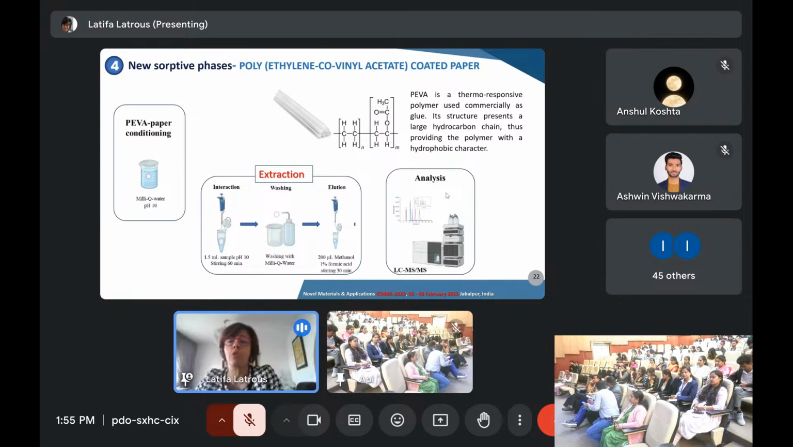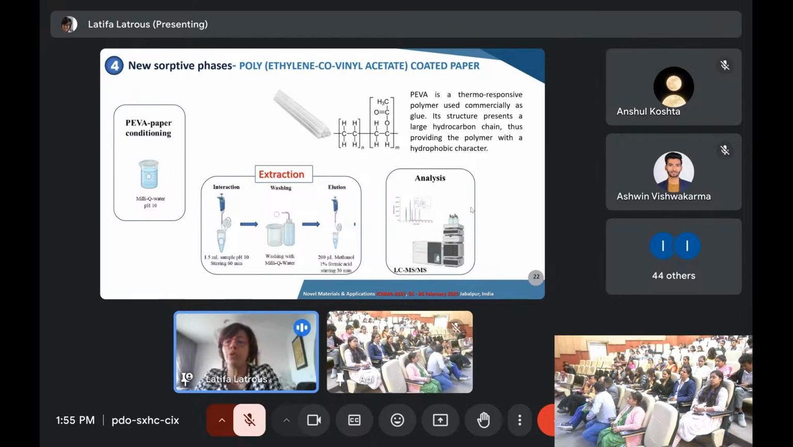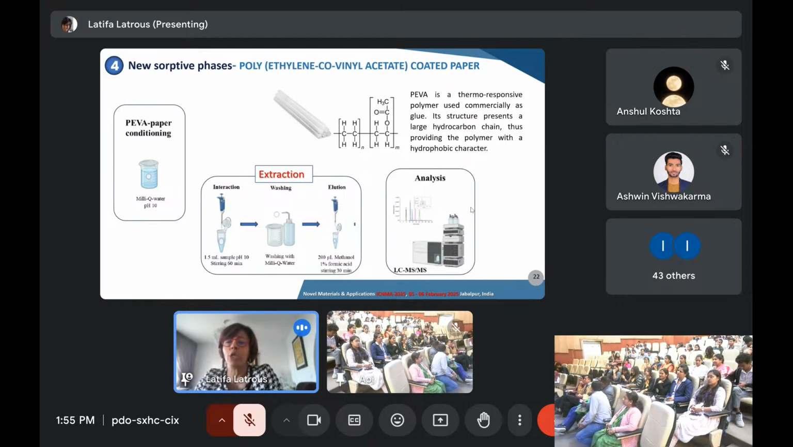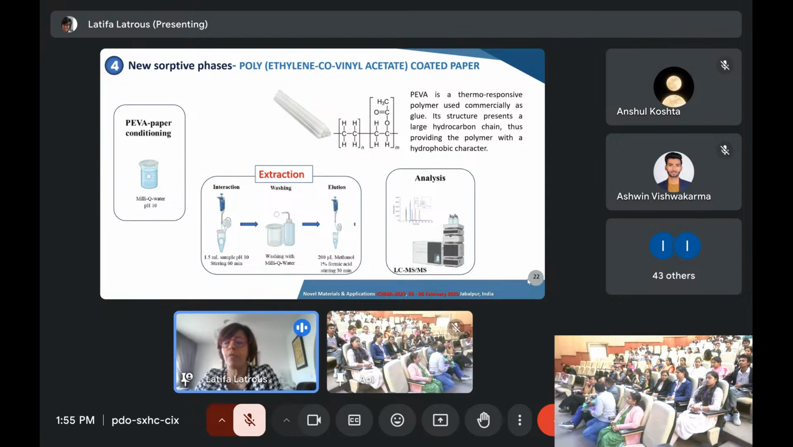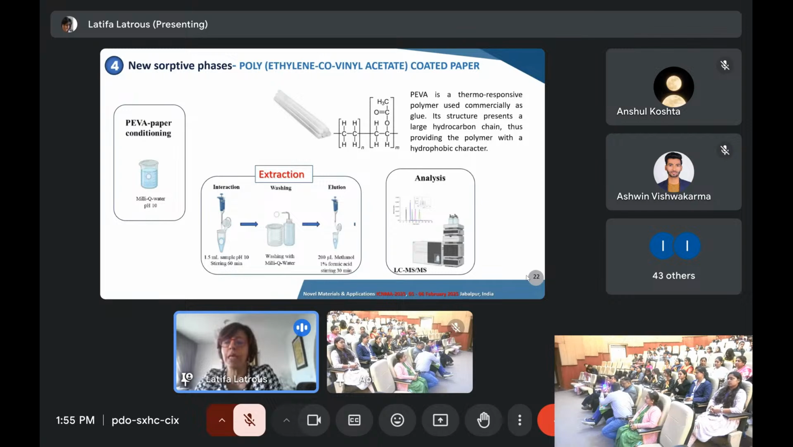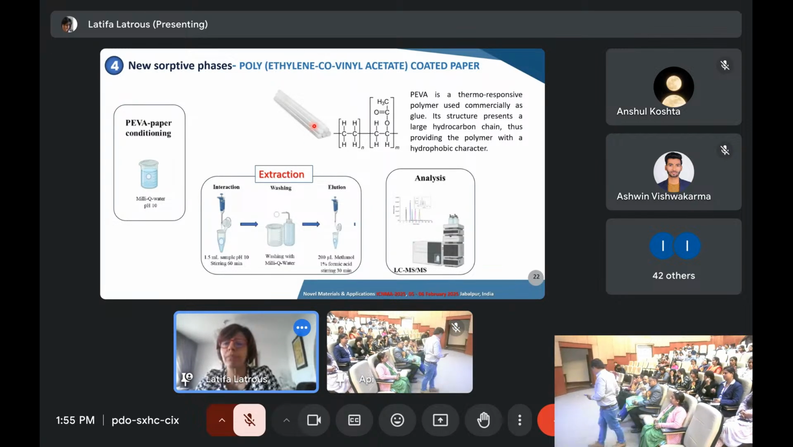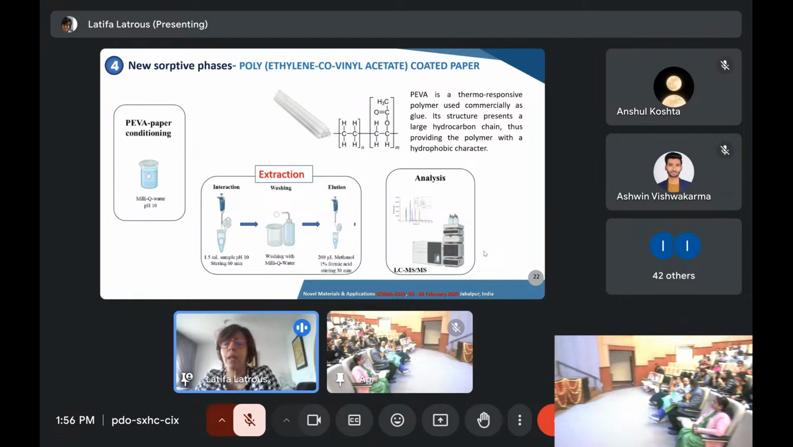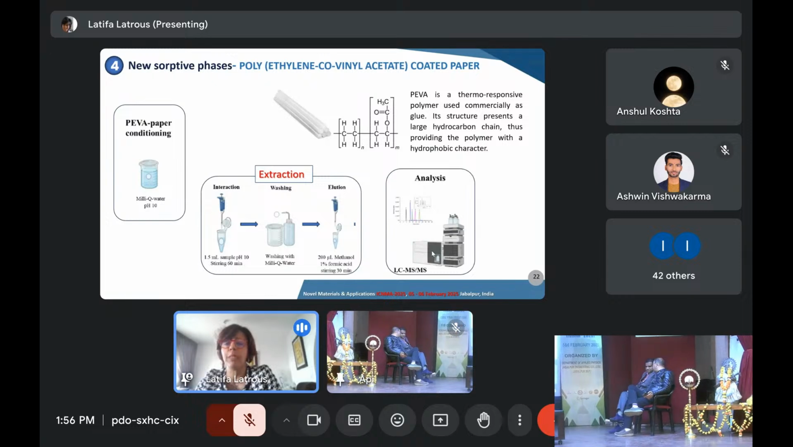Paper, so here we tried with paper. Paper-based sorbent phases are interesting materials because they use paper, a cellulose substrate, as a support where different functional groups are immobilized. In this context, the paper sorbent phase is prepared by the physical deposition of polyethylene-co-vinyl acetate. It's a common glue that we use in bricolage, over filter paper using the dip coating technique.